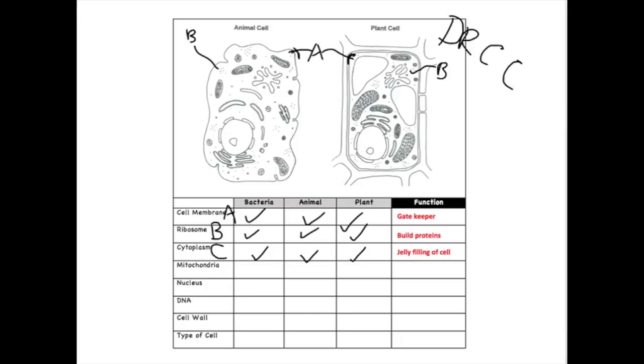If a cell did not have cytoplasm, everything would be all over the place. The cytoplasm is what keeps everything in place. Without the cytoplasm, everything would be everywhere. So the cytoplasm is going to be all along the inside of that cell. If we look at our diagram, we are going to label cytoplasm C. And if I'm looking at the cytoplasm, then I am basically looking at all of this blank space in the middle here.